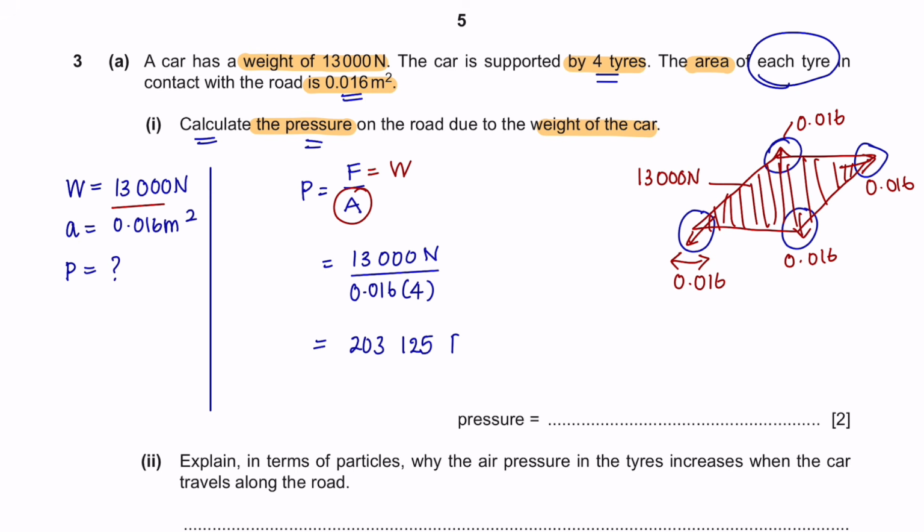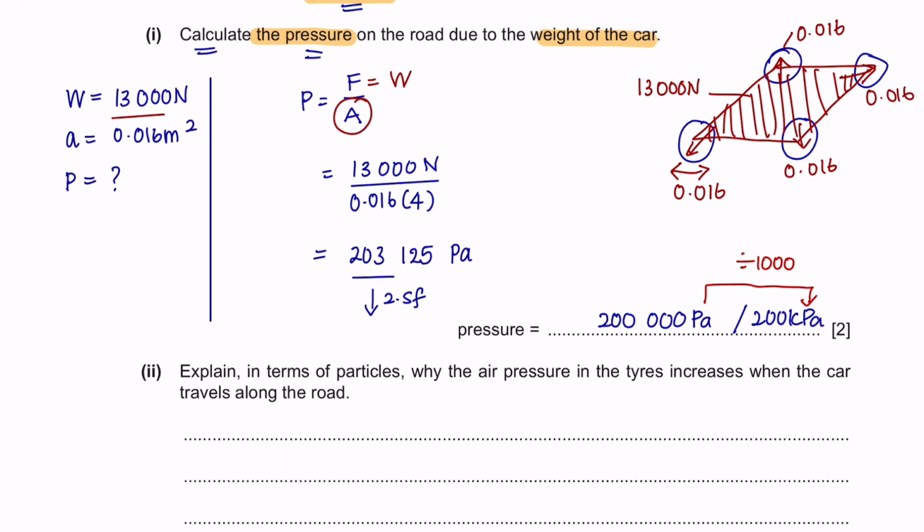203,125. The unit for pressure is Pascal. Don't forget to change your answer to 2 significant figures. So you can either leave your answer as 200,000 pascals or 200 kilopascals. The unit conversion from Pascal to kilopascal is that you are going to divide by 1000.